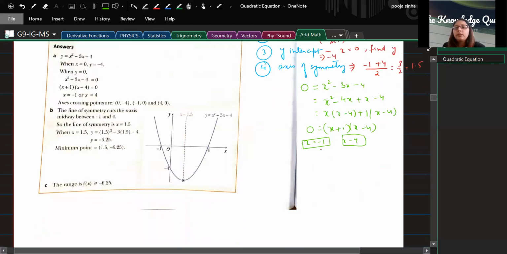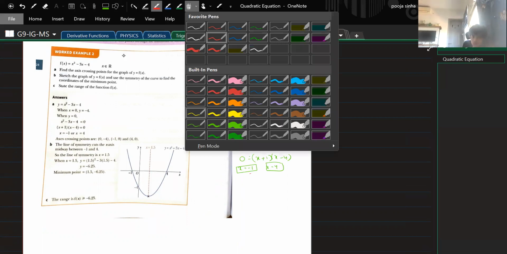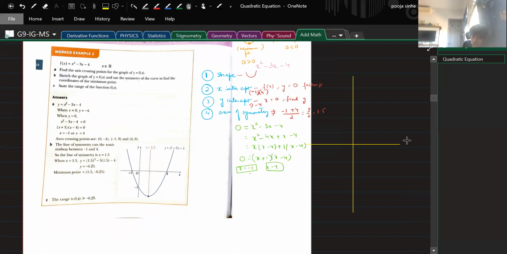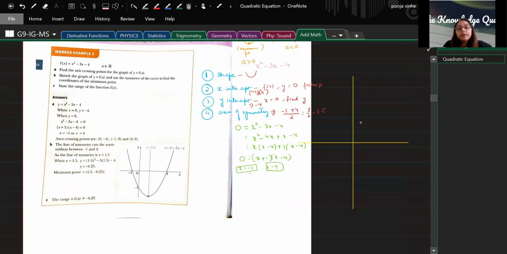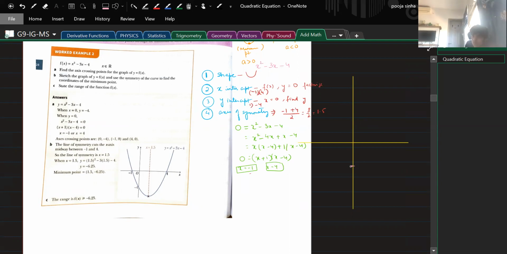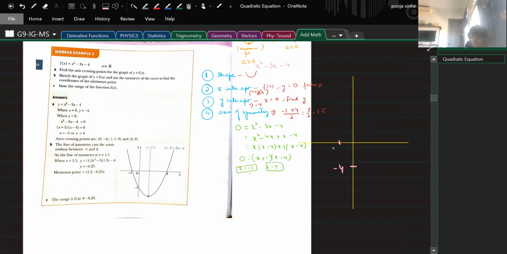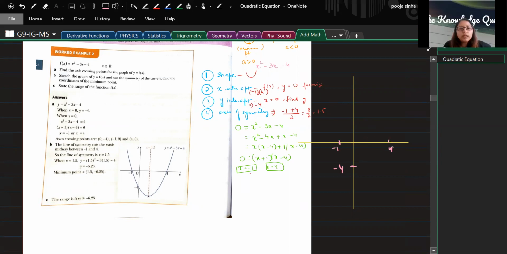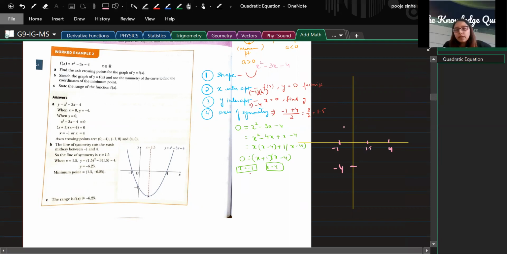I've got everything. I know the shape, I know the y-intercept, I know the x-intercepts, I know the axis of symmetry. So let's do it now. So let's draw the graph. What is my shape? Shape, I know it's a happy face. What's the y-intercept? -4. What's the x-intercept? -1 and 4. What is the axis of symmetry? 1.5. So now I will roughly draw my graph.